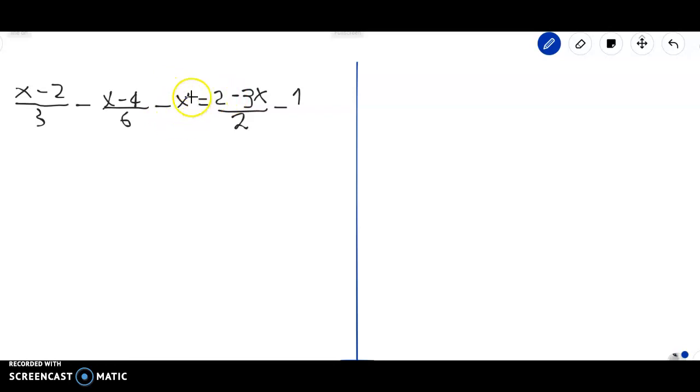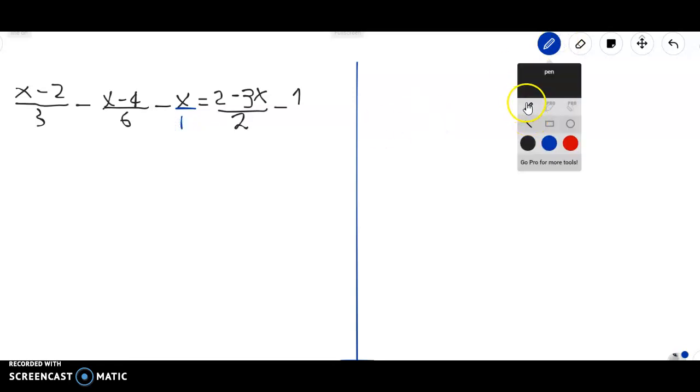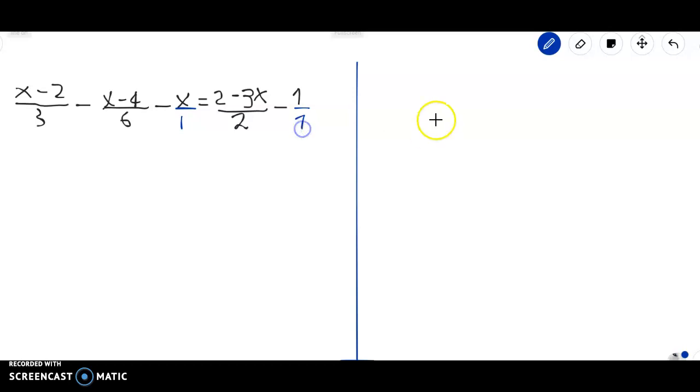So we have here x. We have to write a denominator for this variable, so we write over 1. And here we have another number alone, minus 1. So we have to write a denominator here too, so over 1. Now, what is the next step?